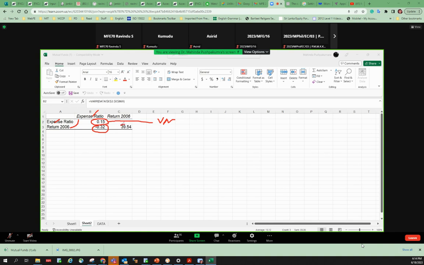Then again, what is this value? This is what we call the variance of return. This is the variance of expense ratio. This is the variance of return. Then this value is the covariance. Then the covariance is minus 0.32. What type of relationship do we have between expense ratio and return?